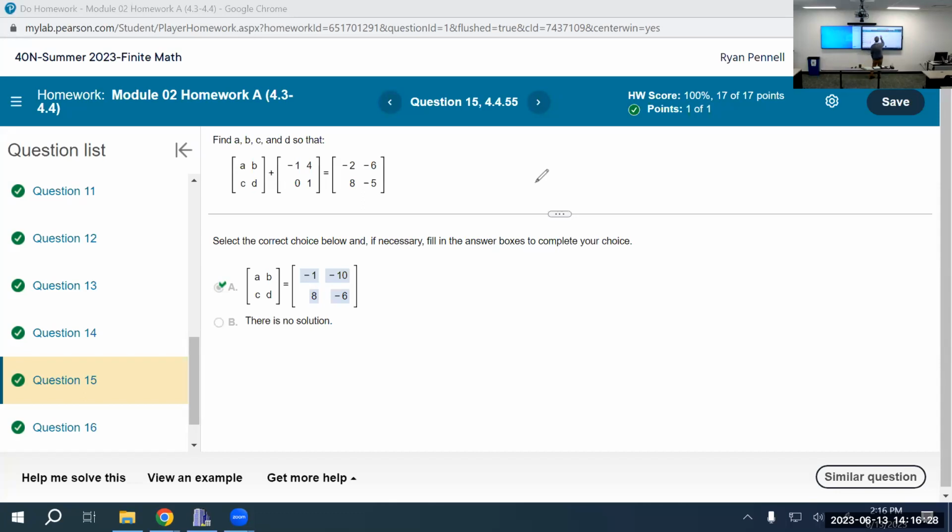What does that mean? Well, that means A plus negative 1 equals negative 2. I'm just taking this entry plus this entry equals this entry. That's the idea. And I think from that I can solve for A. And what about B? That says B plus 4 equals negative 6. C plus 0 equals 8. And D plus 1 equals negative 5.